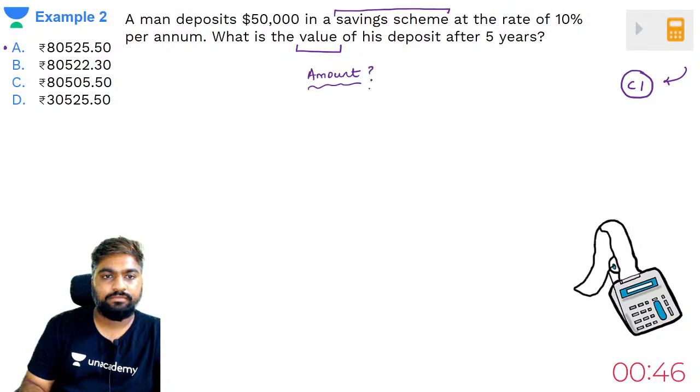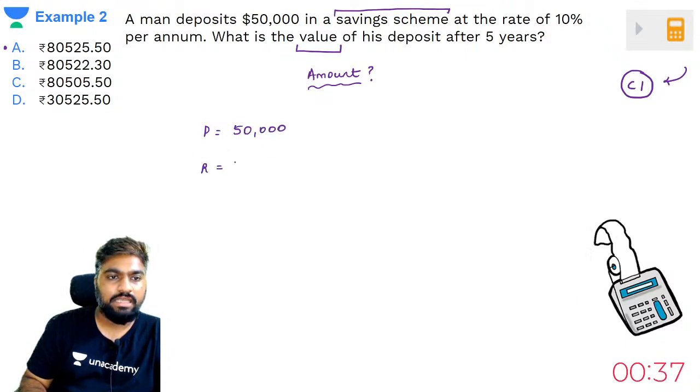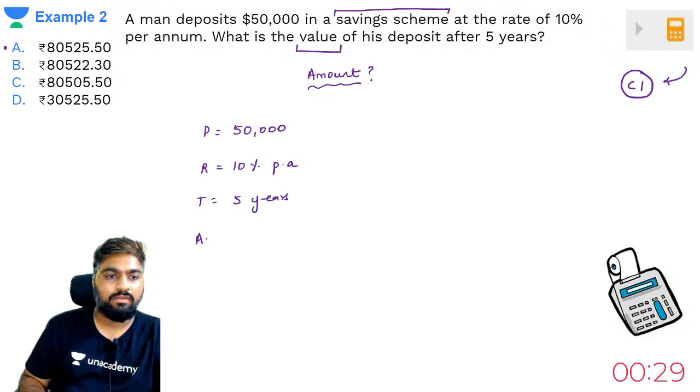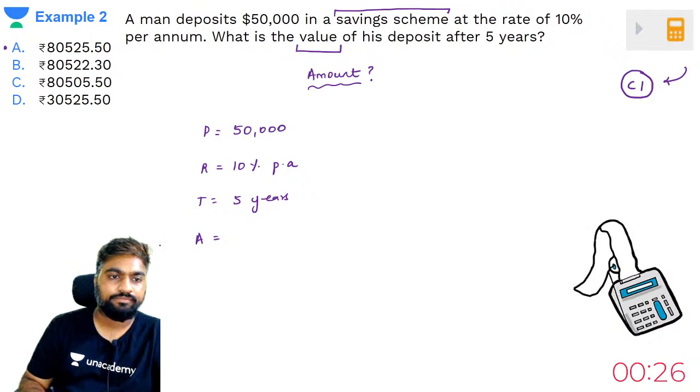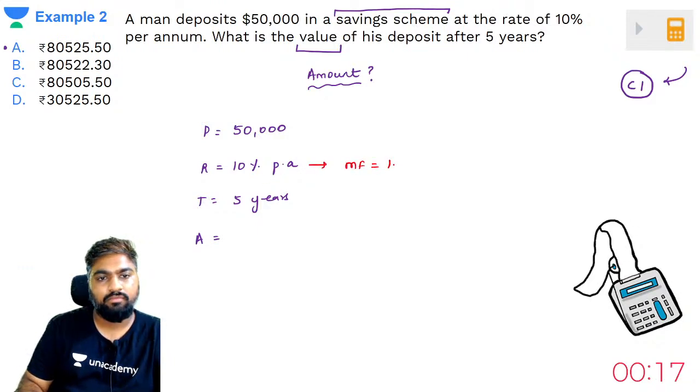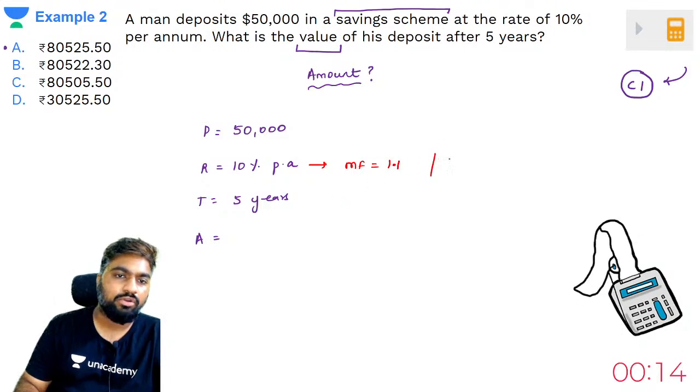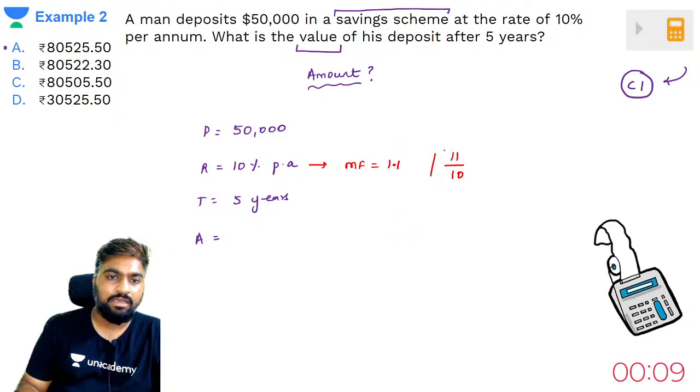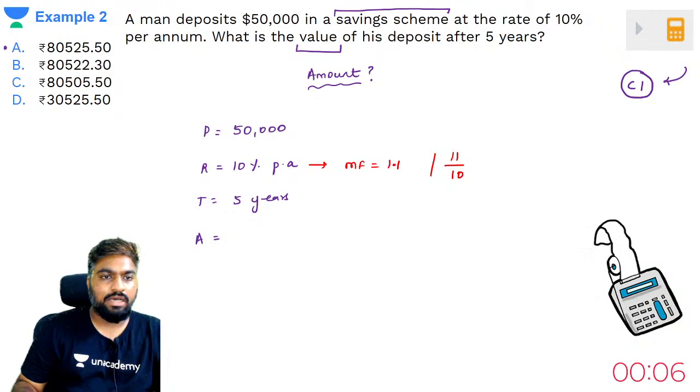अमाउंट निकालना है इसमें। So principal is $50,000. Yes, rate of interest is 10% per annum. Time given to us is 5 years. They're asking what will be the amount, what will be the value of it. So you can do it using multiplication factor. Multiplication factor will be 1.1. Either this or do it using fractions. It will become 11 by 10. 1.1 को fraction में करोगे 11 by 10. Whatever you are comfortable with, you can.